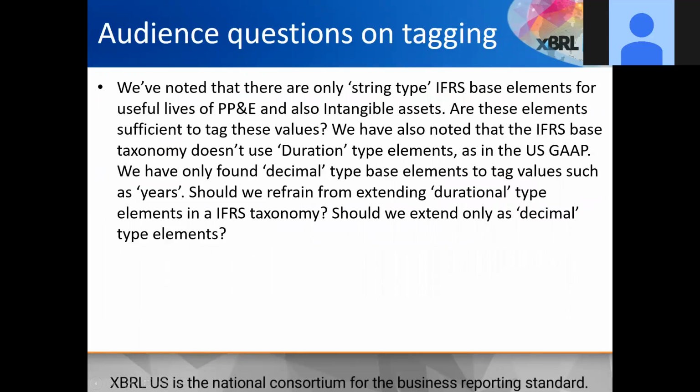So this is the question. We've noticed a number of string types used for IFRS, whereas in US GAAP, things like the period life of assets or intangible assets have a duration type. However, in the US GAAP taxonomy, there are string item types. Maybe you can comment on this.